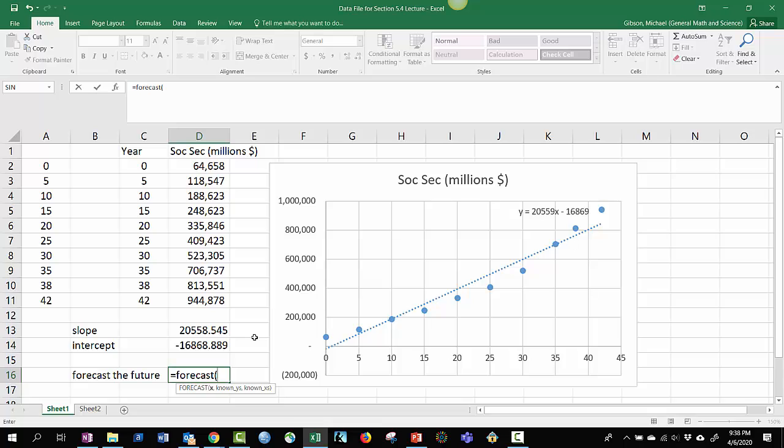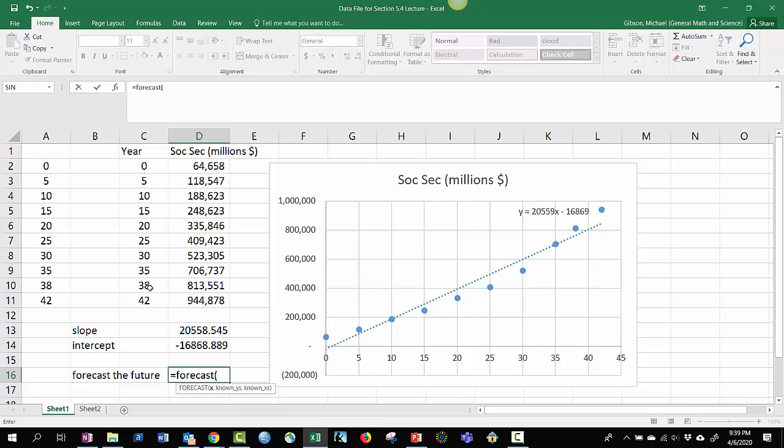So you have to put in the x value first. The interesting thing here, the forecast really is the future. You can use this for the past on this thing too. For example, if you wanted to know what the line says the value was, let's say you missed the 40th year here, right?